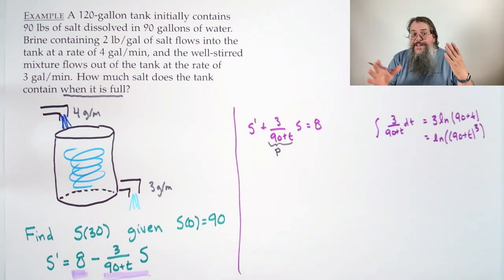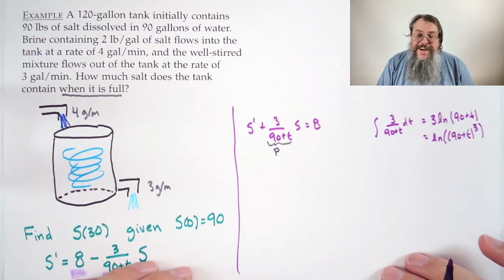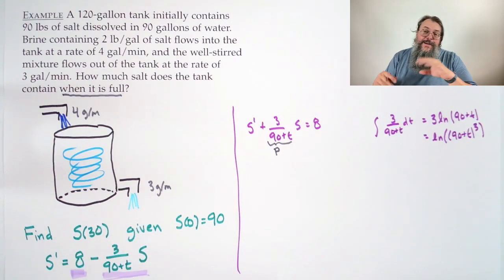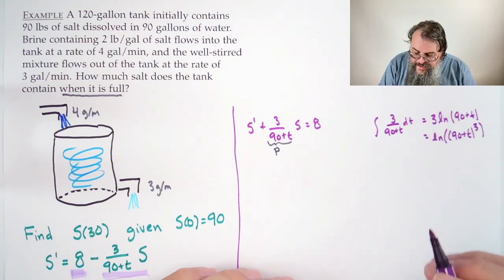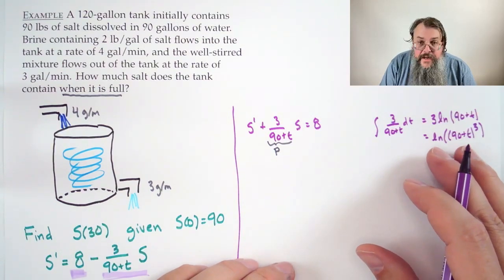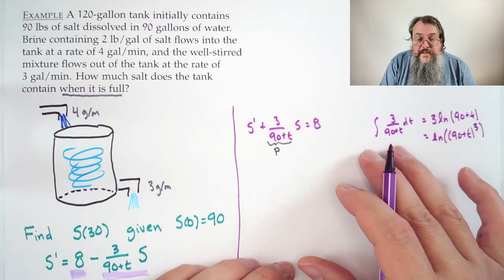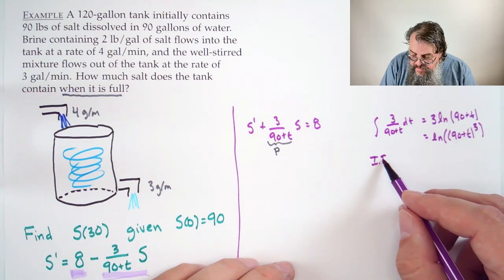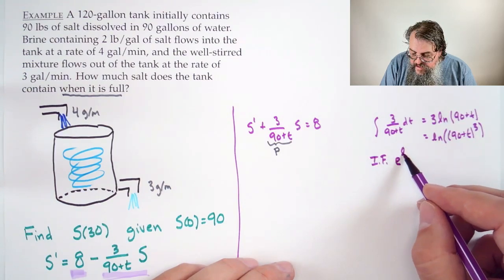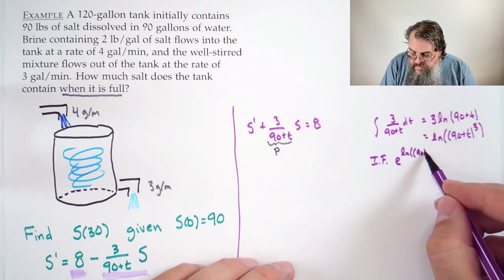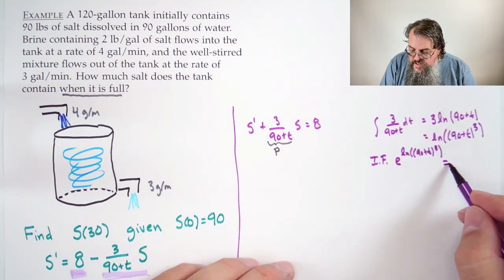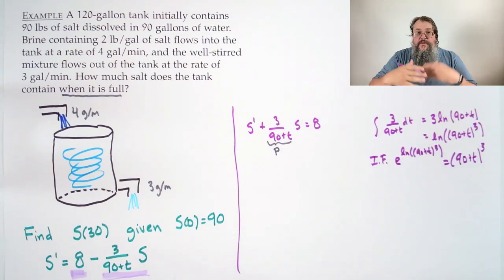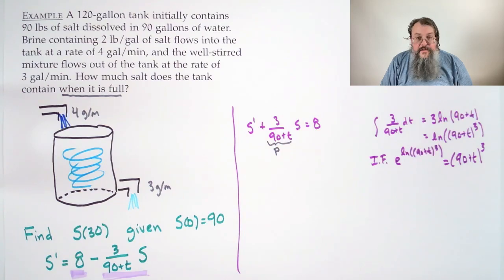Now remember, when we're finding the integrating factor, we don't need to worry about the plus c. We will need to remember the plus c later on, but that's later on. Okay, so that's not our integrating factor yet, though, right? We have to take e to that. So our integrating factor, what we need to add is e to the log of 90 plus t quantity cubed, which is 90 plus t quantity cubed, because the exponential and log have a nice tendency to undo each other.